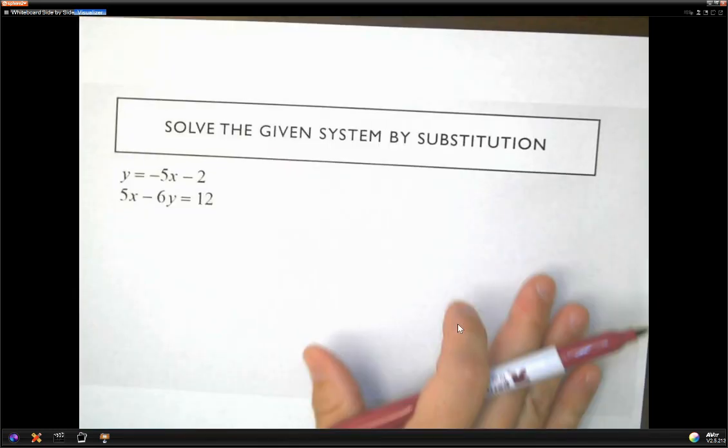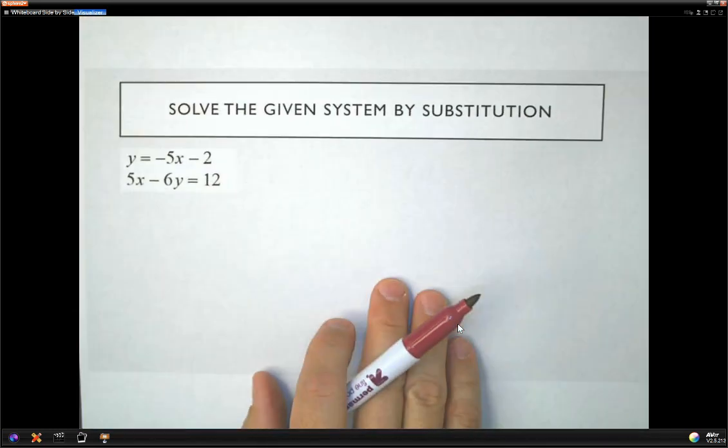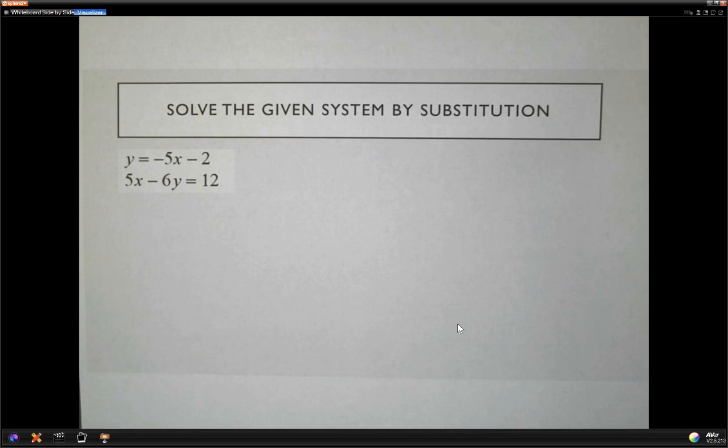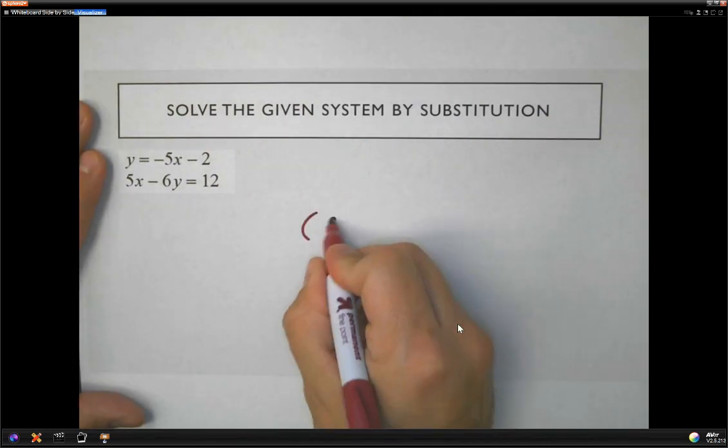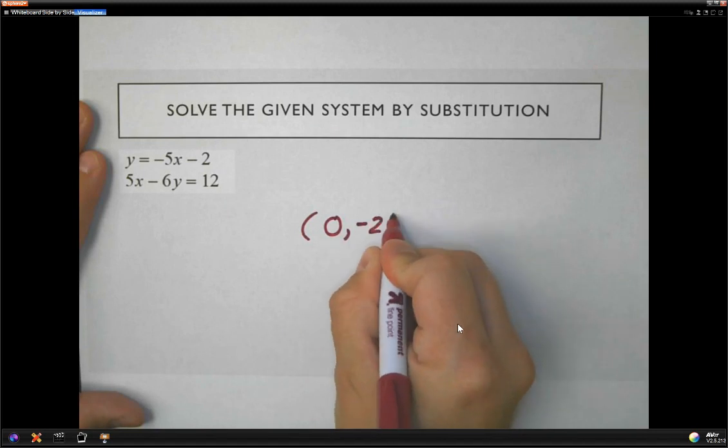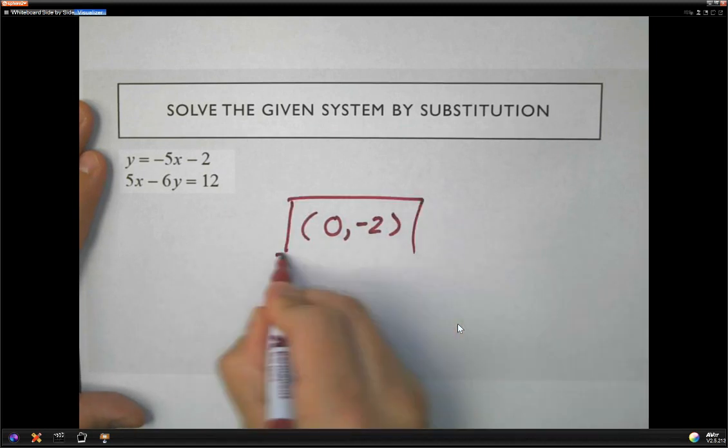All right, so let's go ahead and again try to take a minute to work this one out on your own. After you've worked it out, hopefully you ended up getting the answer 0, negative 2.